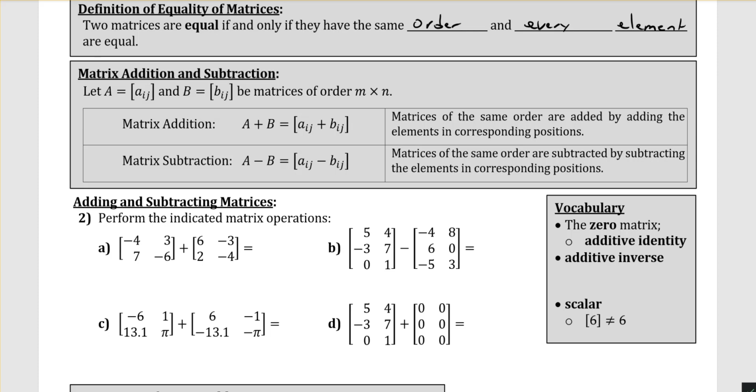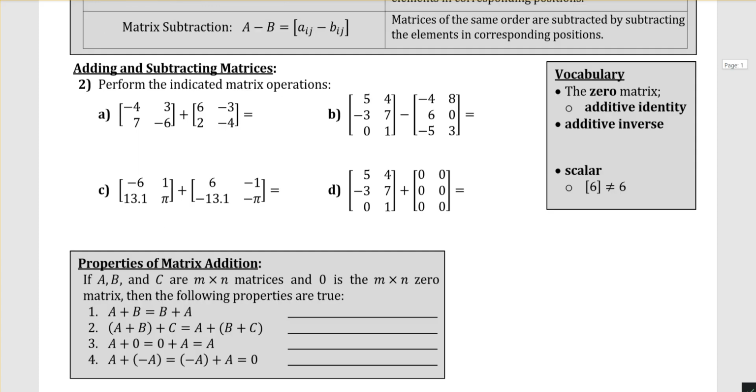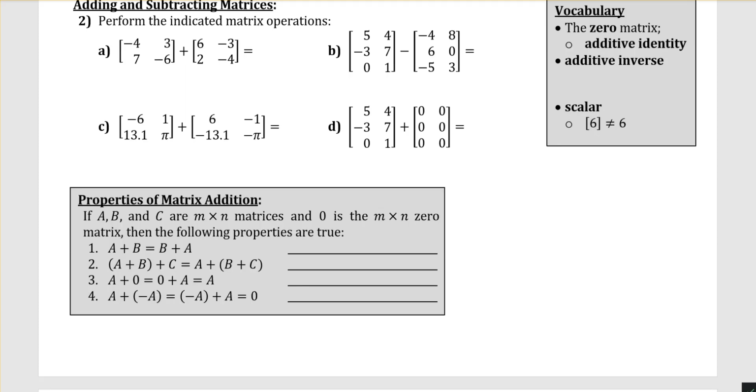So addition and subtraction work pretty much how you might think they would. I'm just going to add element by element. So looking at 2a here, I'm going to take each A11 and B11 and add them together. So -4 plus 6 gets me 2. 3 plus a -3 gets me 0. 7 plus 2 gets me 9. -6 minus 4 gets me -10. So 2, 0, 9, -10.